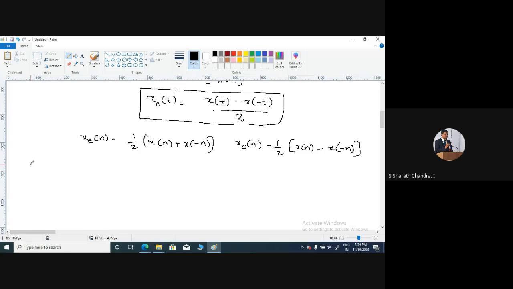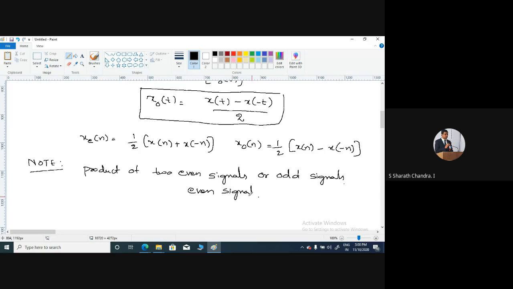I would also like to add 2 more points, and you especially need to consider these. The product of either 2 even signals or 2 odd signals is once again going to be an even signal. Similarly, the product of an even signal and an odd signal will be an odd signal. That means if you would like to find the product of an even and an odd signal, the resultant signal will be an odd signal.